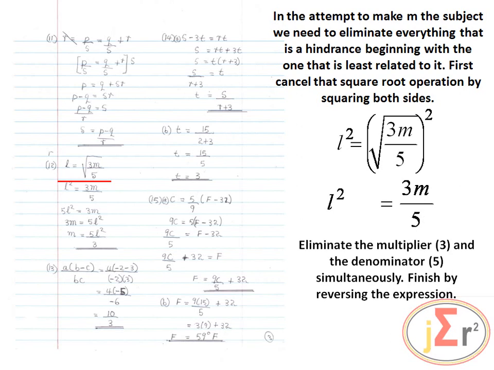Well, the only thing that will cancel this 5 is a 5 in the numerator, and the only thing that will cancel this 3 is a 3 in the denominator. Therefore, we will create a fraction with the 5 in the numerator and the 3 in the denominator that we will use to eliminate the 3 and the 5 from the right hand side, and we will also have to multiply that left hand side by that same fraction.